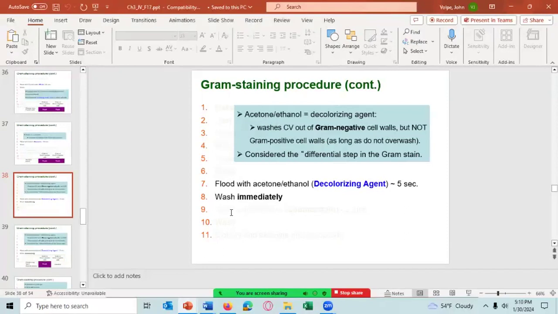You then immediately wash the slide with cool water to stop traces of the decolorizing agent from continuing to work, because they will continue to work on the gram-positive cells, and if given enough time, the crystal violet iodine will be pulled out of the gram-positive cells.